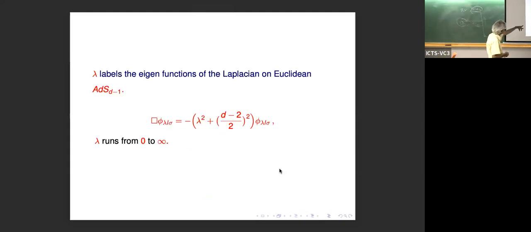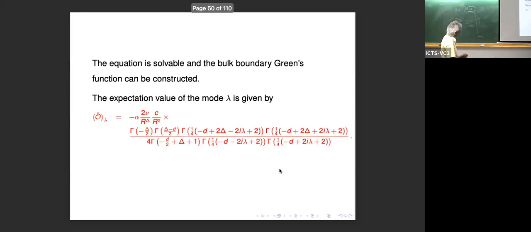So lambda is the eigenmodes on AdS, and again the 1-point function can be evaluated with some structure of gamma functions.